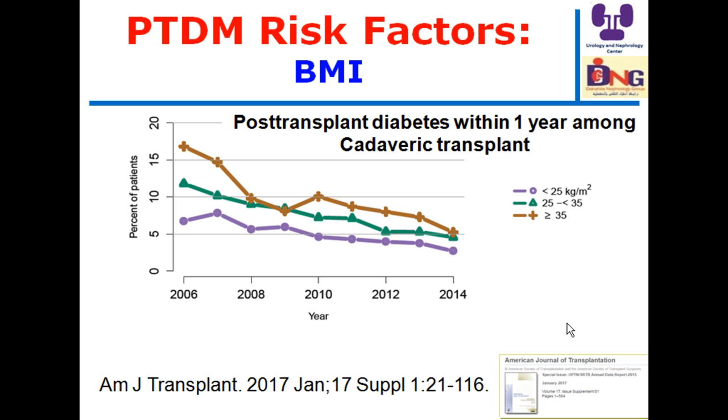Another risk factor is the body mass index. The presence of obesity is bad. The higher the body mass index above 35, as you see here, the higher the percentage of post-transplant diabetes within 1 year among cadaveric kidney transplantation, according to the United States Renal Data System.